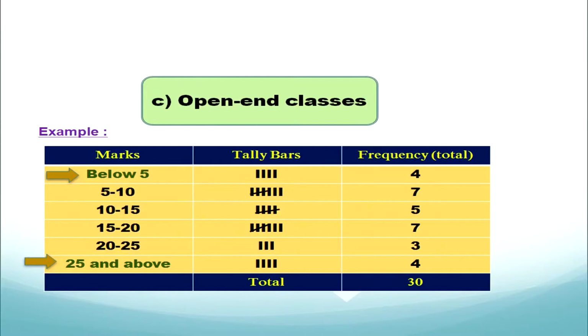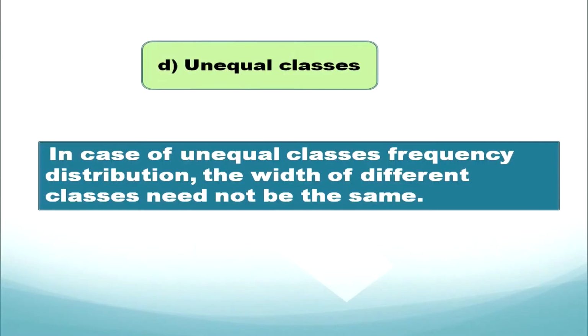Now, the rules remain the same as for the construction of the exclusive series. That means 5 in the very first class will not be counted to make a tally bar. Again, I am saying 5 in the first class will not be counted to make a tally bar. So, the open-end series is a very simple series where either or both the ends of the extreme classes are not given. So, students, we have learned about open-end classes.